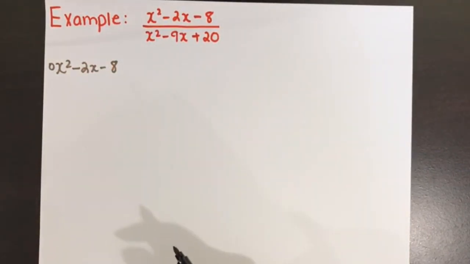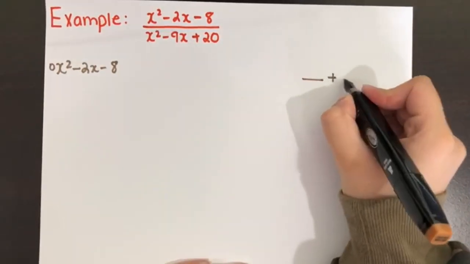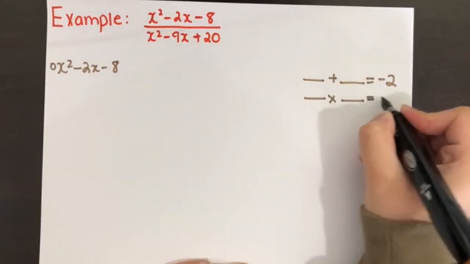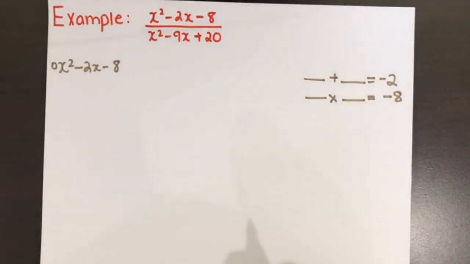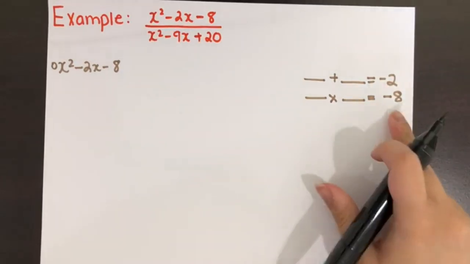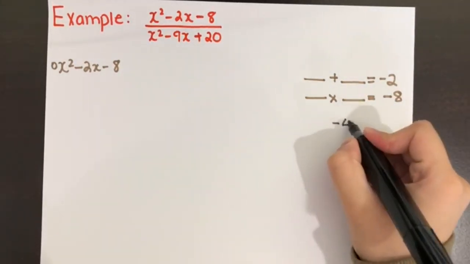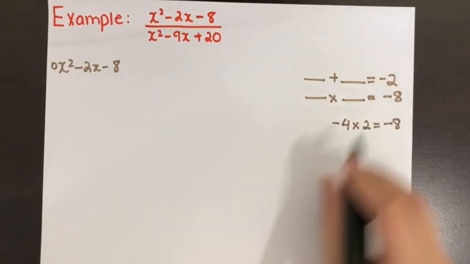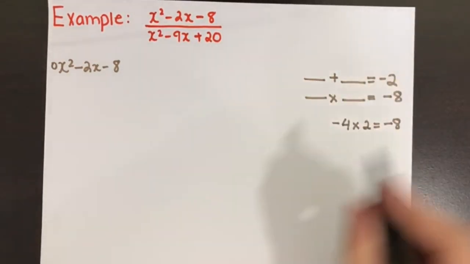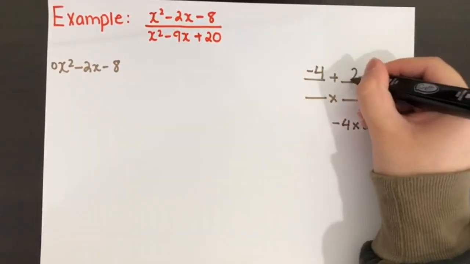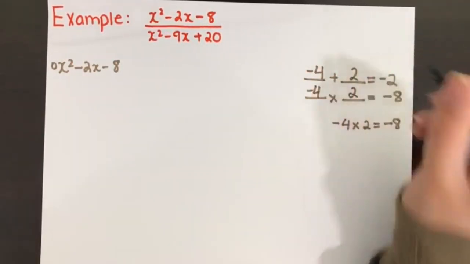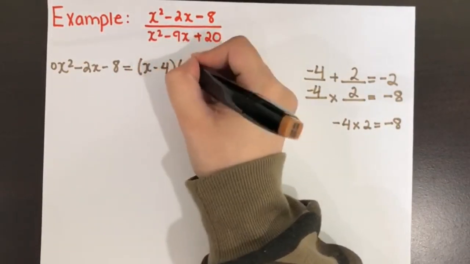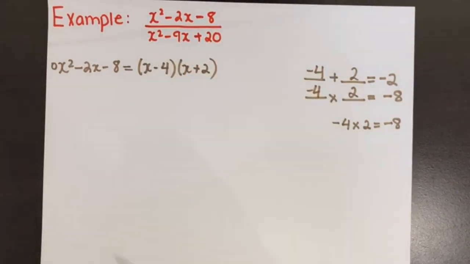Well, how do we factor this out? We have to consider two numbers that add to give you negative 2 and multiply to give you negative 8. Well, what are these two numbers? The factors of 8, we know that negative 4 times 2 gives you negative 8. And if you add this, it also gives you negative 2. So negative 4 and 2 works. These work. So now you can put them in here just like the ones you factored out. And that's how you factor that out.